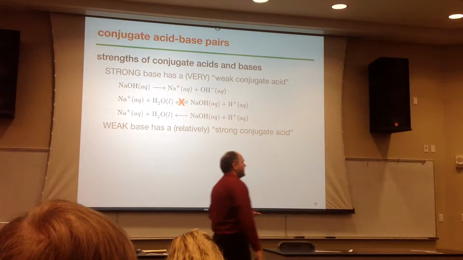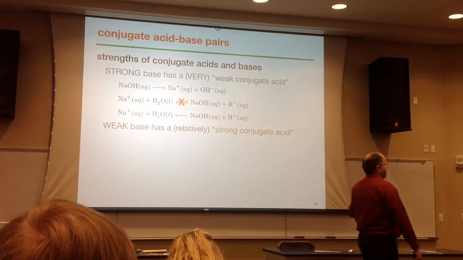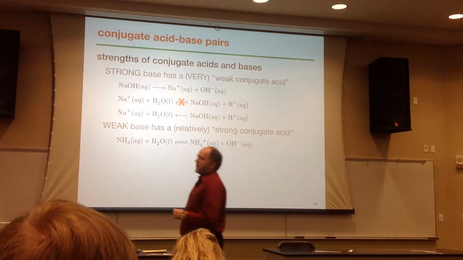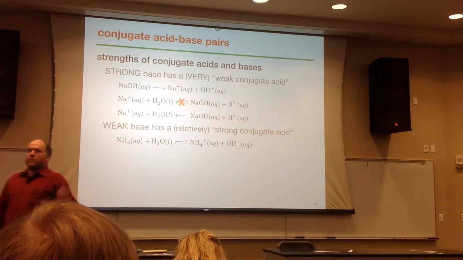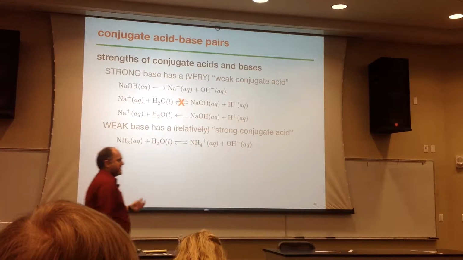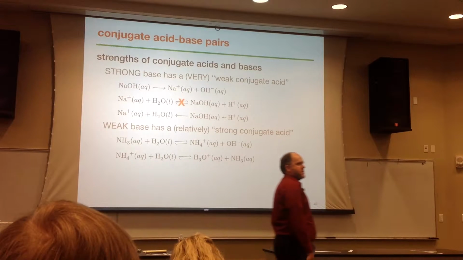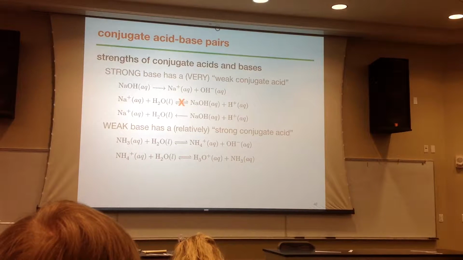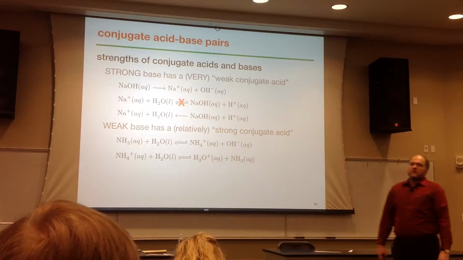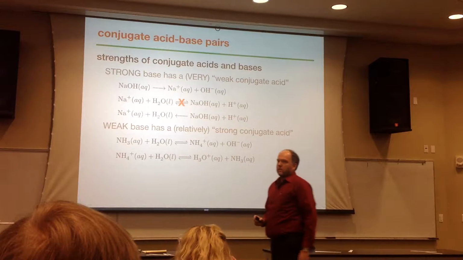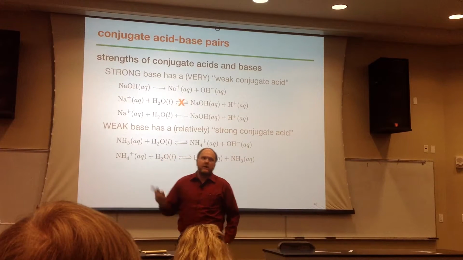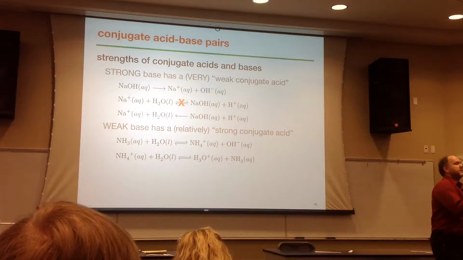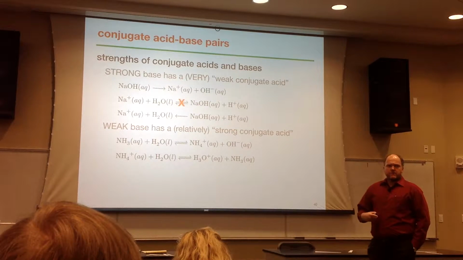Okay? Weak bases have relatively strong conjugate acids. So ammonia plus water to give me ammonium plus hydroxide. We've been looking at this one for a while. You know this one has a measurable Kb. What happens if I put ammonium in with water? Well, ammonium plus water is going to give me hydronium plus ammonia back. All right? This one does go forward. Why? Because it is a relatively strong conjugate acid because it comes from a weak base.